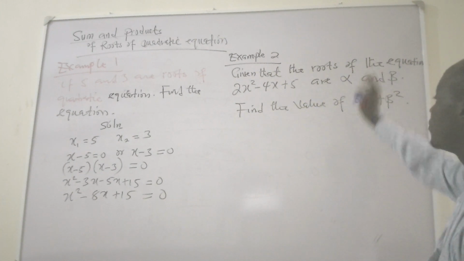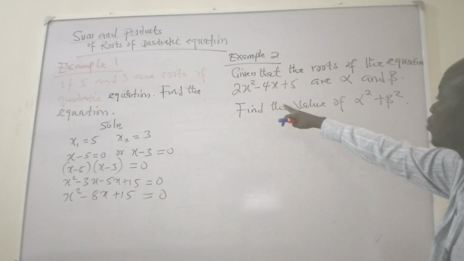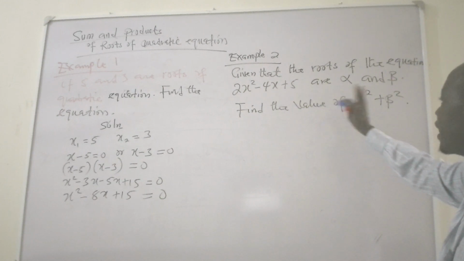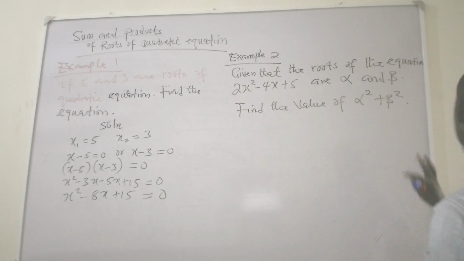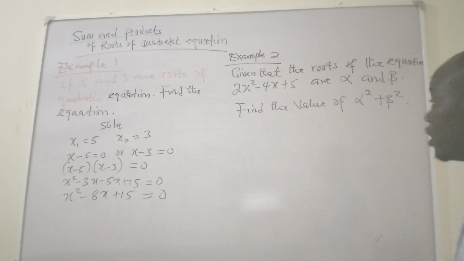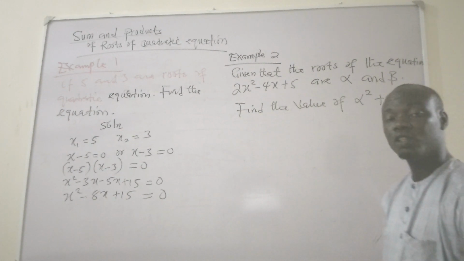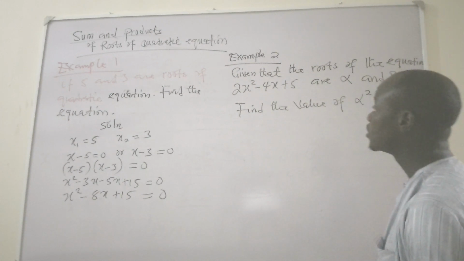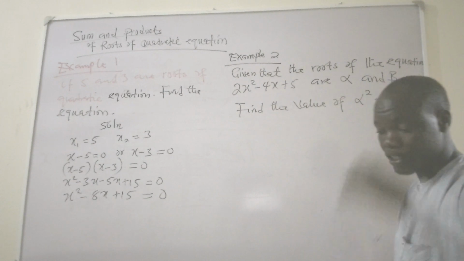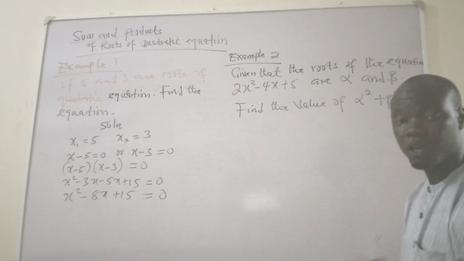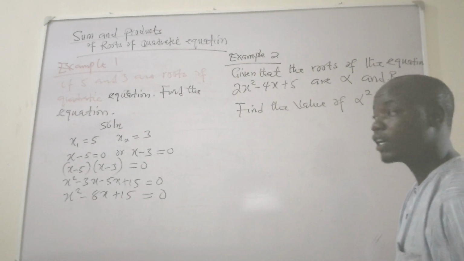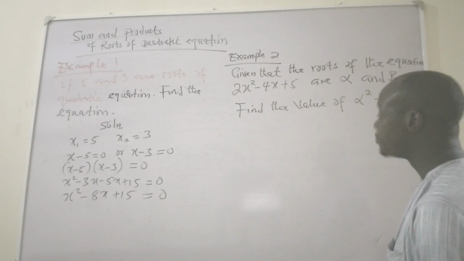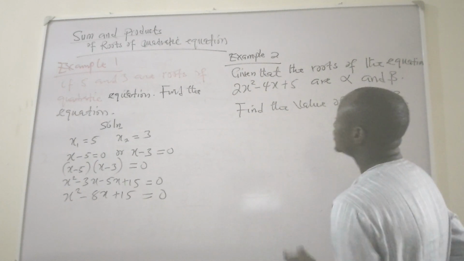Given that the roots of the equation 2x squared minus 4x plus 5 are alpha and beta, then find the value of alpha squared plus beta squared. So how are we going to do this? We are going to start from the sum and the product of the roots of a quadratic equation. So this is our equation.